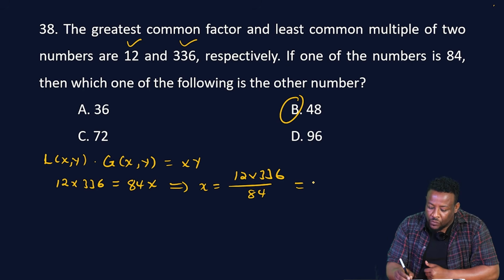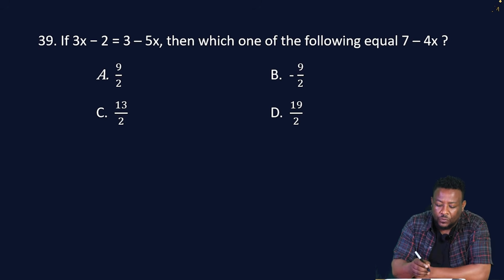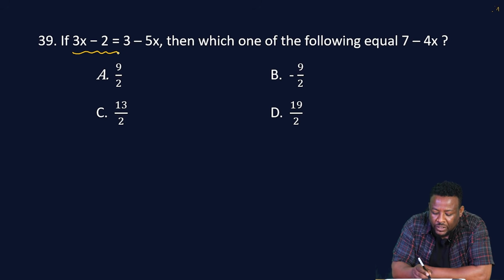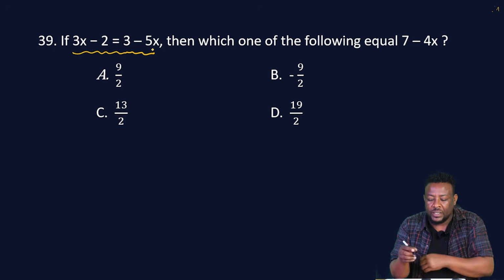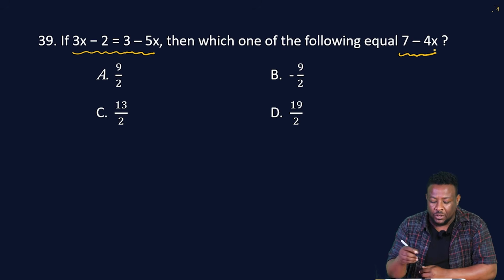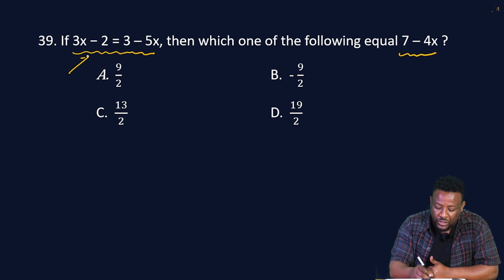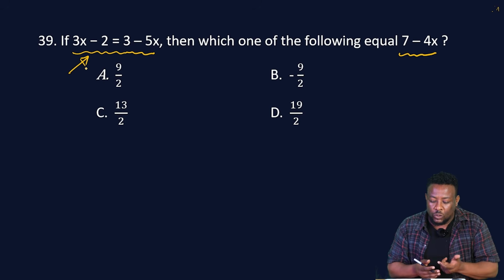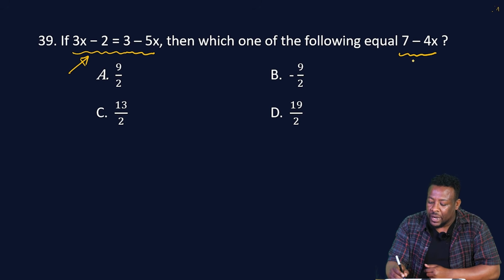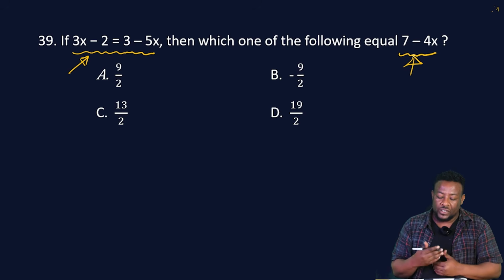Therefore, the answer for question number 38 is B. Coming to question 39: if 3x minus 2 is equal to 3 minus 5x, then which one of the following is equal to 7 minus 4x? Here we are given an equation, and based on it we are asked to determine the value of the expression 7 minus 4x.